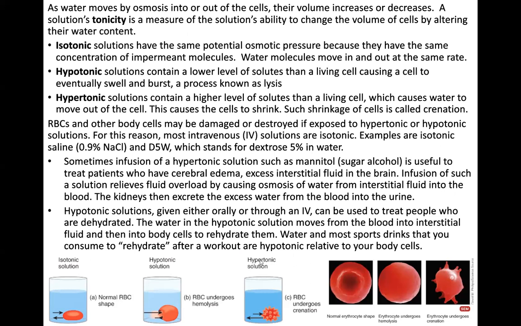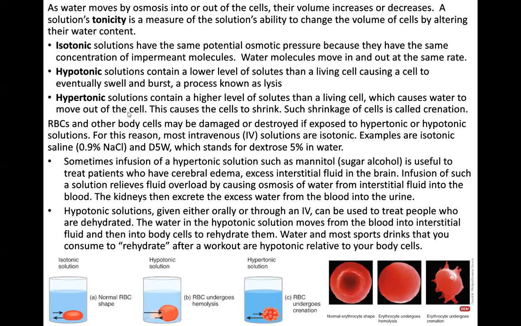A hypertonic solution is the exact opposite of a hypotonic solution. Hyper means high, so there's a higher level of solutes than in a living cell, causing water to move out of the cell. So this is like having salt water from the ocean, a lot of salt. A lot of salt here sucks the water out of the cells to try to balance that out. It causes the cell to shrink, which is called crenation. You can see it really screws with the shape of the cell. So this causes water to flow out.